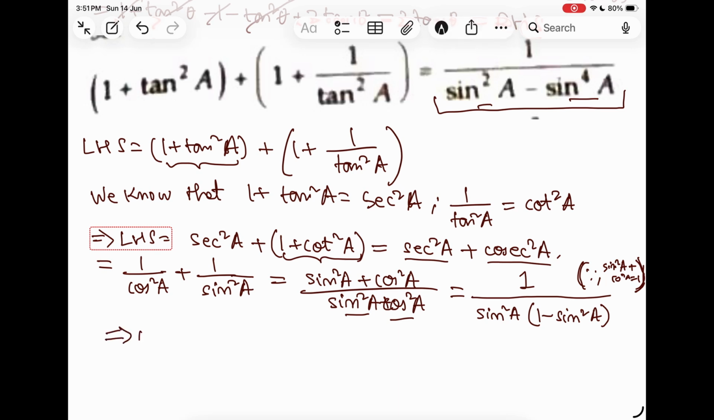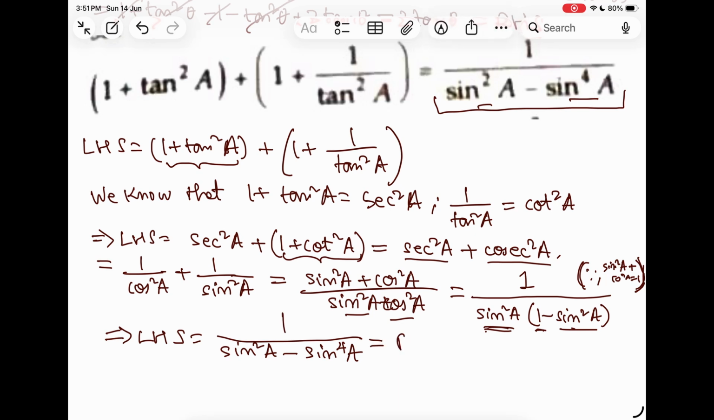Hence, this term, that is the LHS term, can be equated as sine square a minus sine to the power 4a would be in the denominator, right? Now, by multiplying these terms, we are getting this, all right? Sine to the power 4a is also there, and the numerator is also matching, that is equal to the RHS, hence proved.